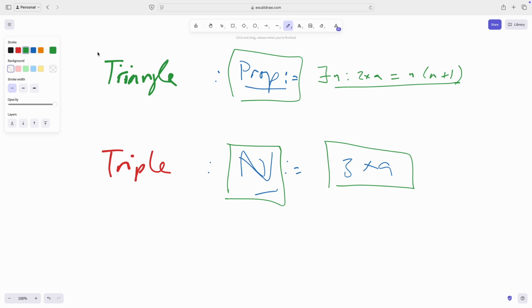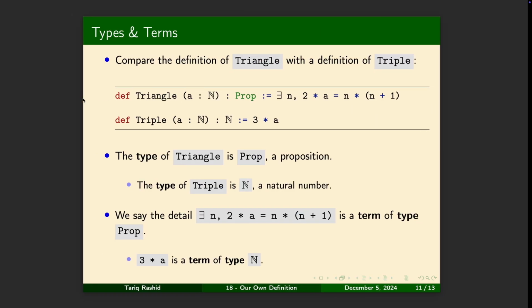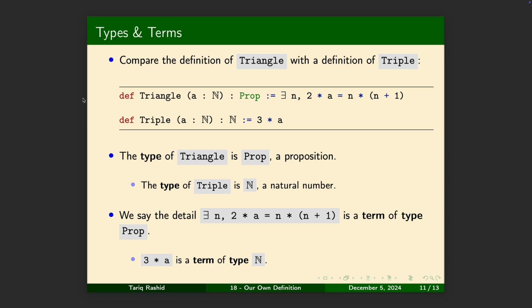Now, that may or may not be surprising, that proposition as a type. Some people find that difficult to accept, some people don't. Some more terminology. So that detail in the triangle definition is called a term of type Prop. So that's a term. And here the term, 3 times a, is a term of type natural number. So there's a hierarchy there. Let's look at a picture.